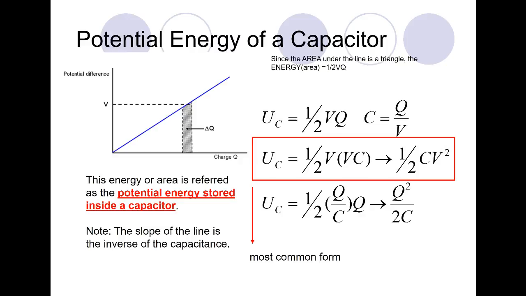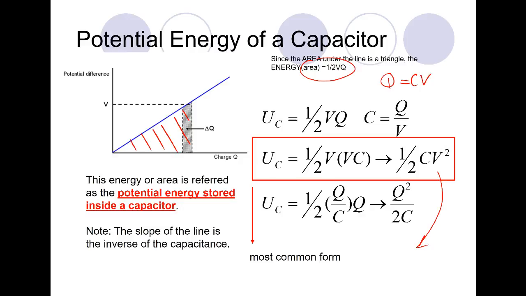And then if we split this up into small pieces and think about the area of a triangle, the area of this is going to be 1/2 QV, or 1/2 VQ in this case. And remember that C is Q over V, so that means that Q is equal to CV or VC. So that's where 1/2 CV squared comes from. And this is what you see most often.